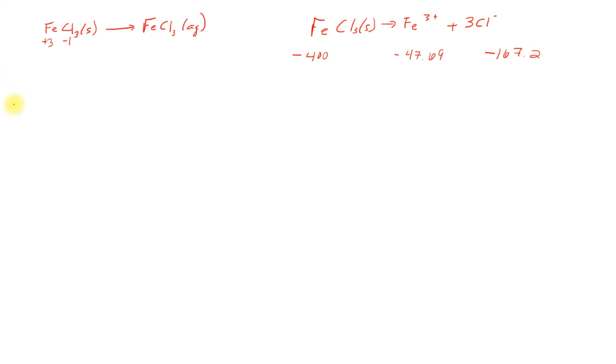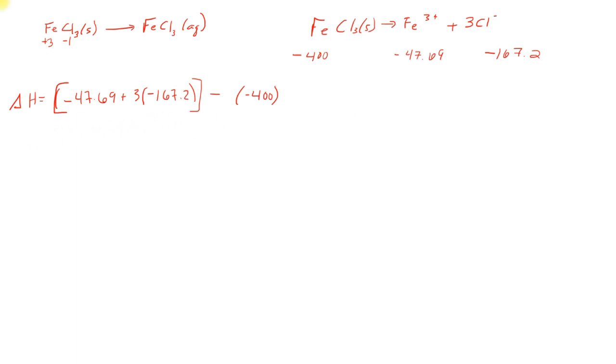Alright, and so delta H is products minus reactants. So here we have negative 47.69 plus 3 times negative 167.2. So that's the energy of our ions, effectively. I'm going to make this a bracket. Minus, there's only one particle here, so minus negative 400 kilojoules per mole.